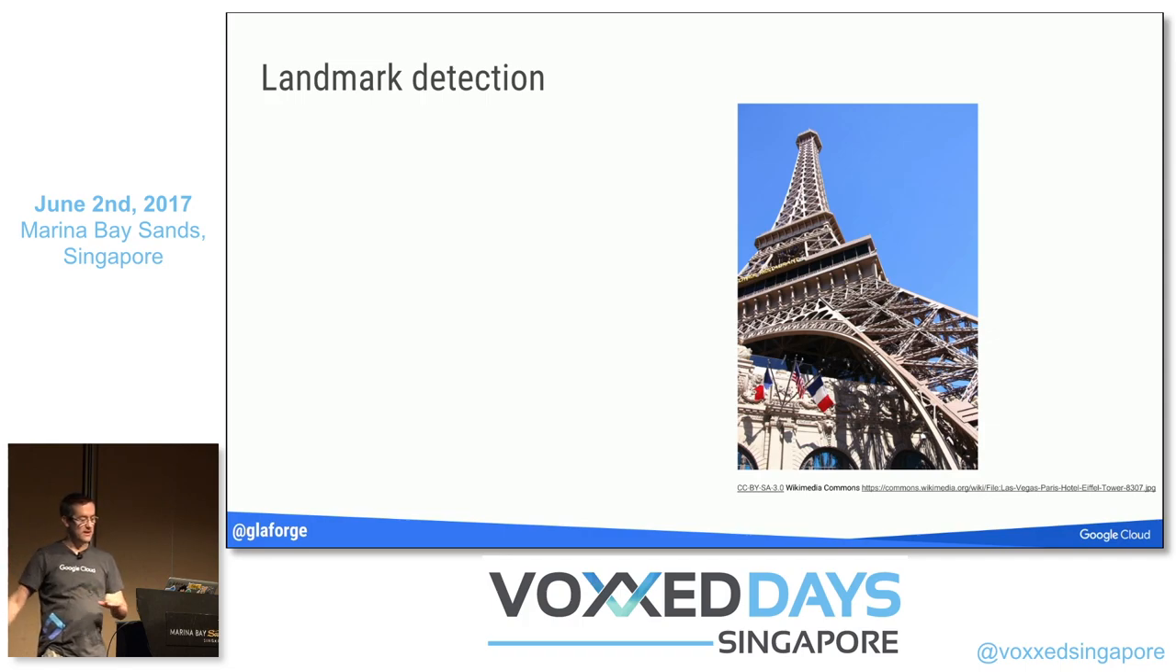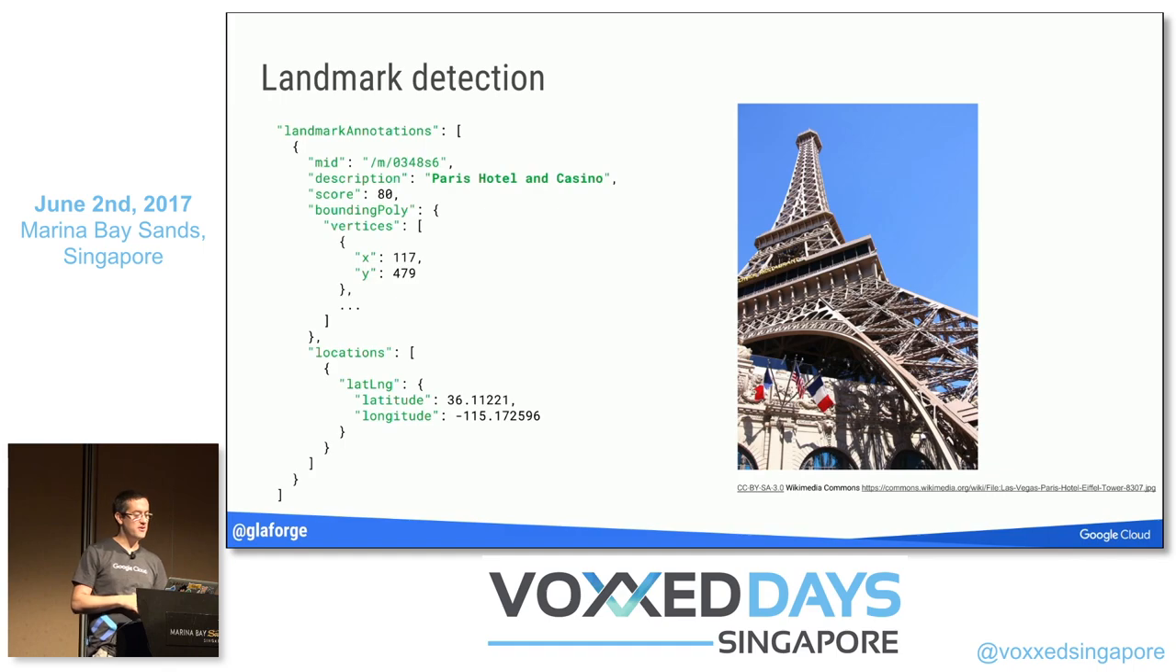Eiffel Tower? Wrong. This is actually the Paris Hotel and Casino in Las Vegas. That's the smaller-shaped Eiffel Tower. And interestingly, the API managed to recognize that it's not the real Eiffel Tower, but the one in Las Vegas. So again, you've got the bounding boxes to say, okay, where's the actual thing?